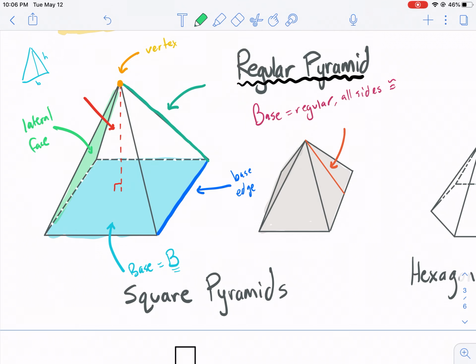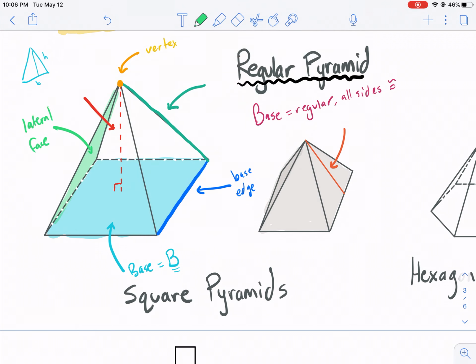Now, this is a hexagonal pyramid to show you that this is a regular shape. So it could be any shape. And a pyramid could have as many sides as you want. It just affects how many lateral faces there are, and it affects the area of the base, etc. Okay, so that's something to keep in mind. The most common ones you see the most often are square, rectangular, or triangular.